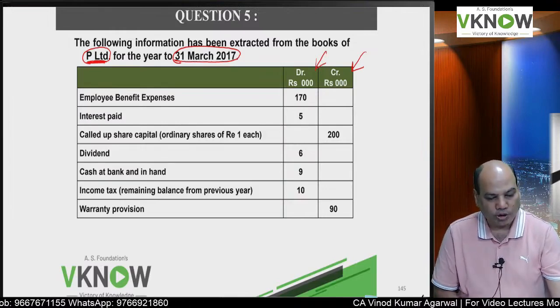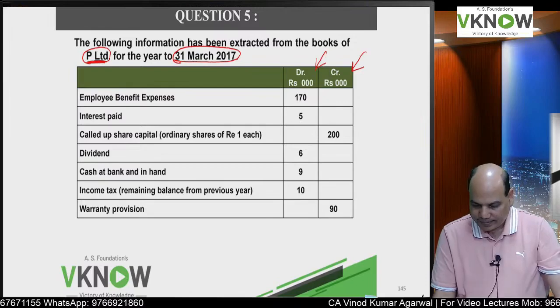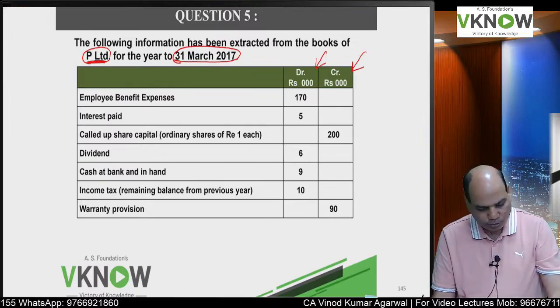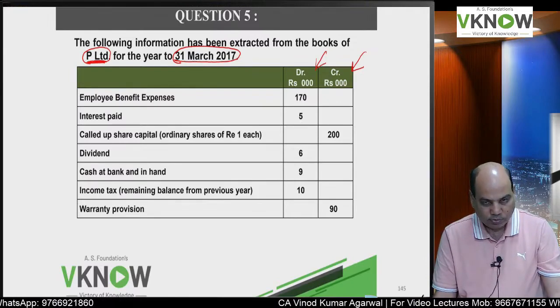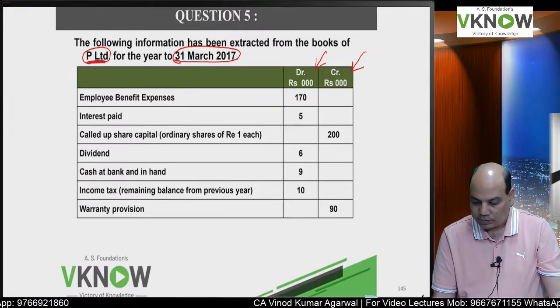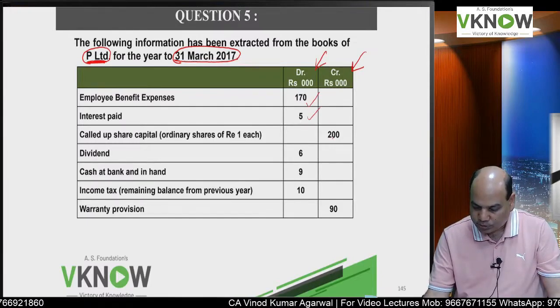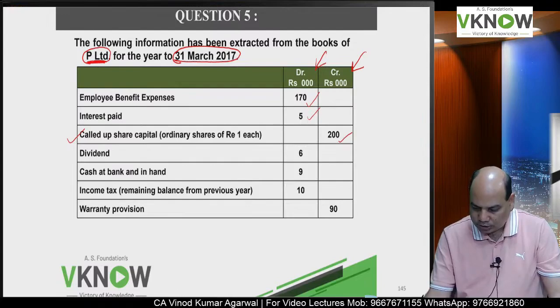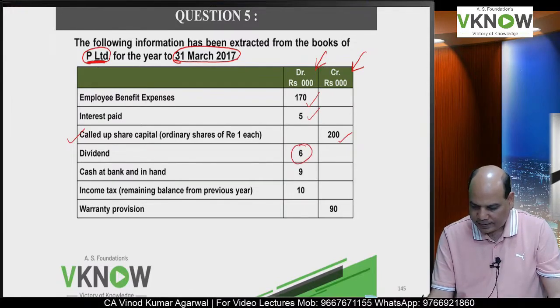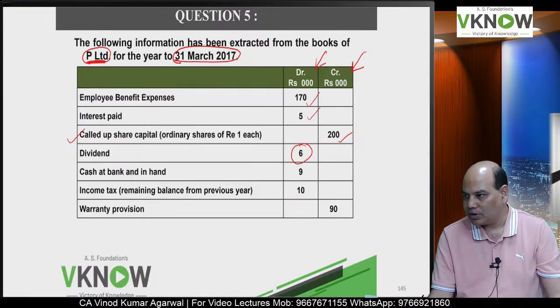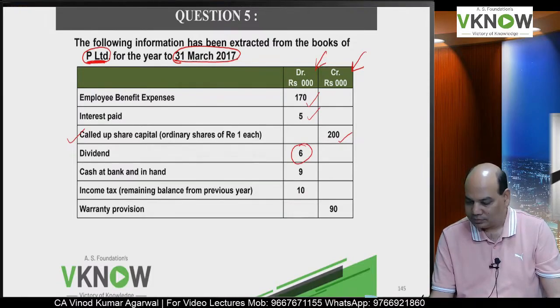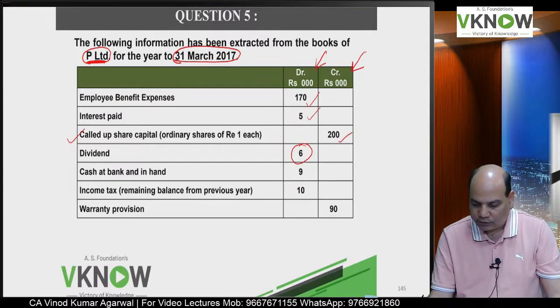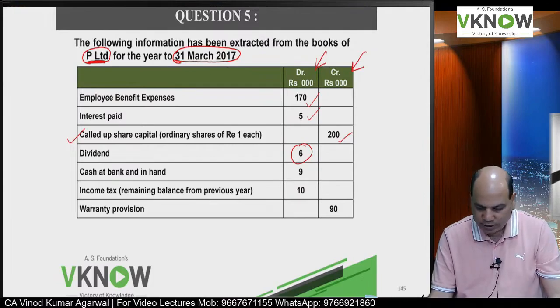Then you are given employee benefit expense. Where will you put employee benefit expense? P&L account, SOPL. Similarly, interest paid will go to SOPL. Then called up share capital will go to share capital in balance sheet. Dividend 6 is appearing. Debit column means dividend paid. Debit side means paid, credit side means received. SOCI will deduct it from reserve, retained earning.